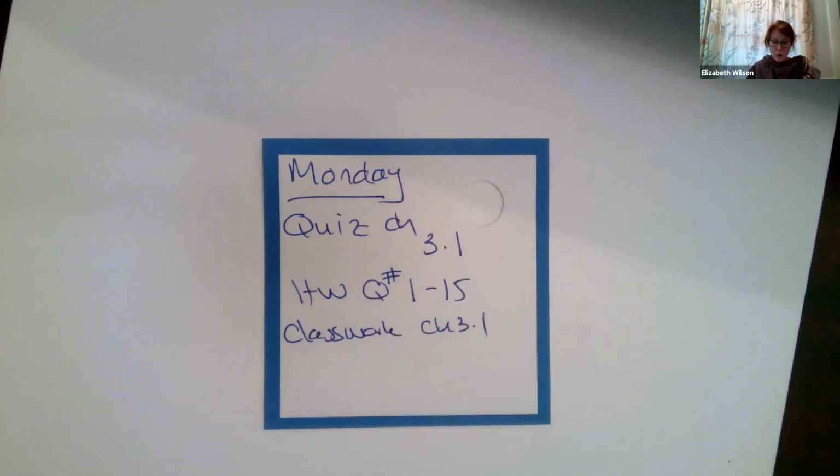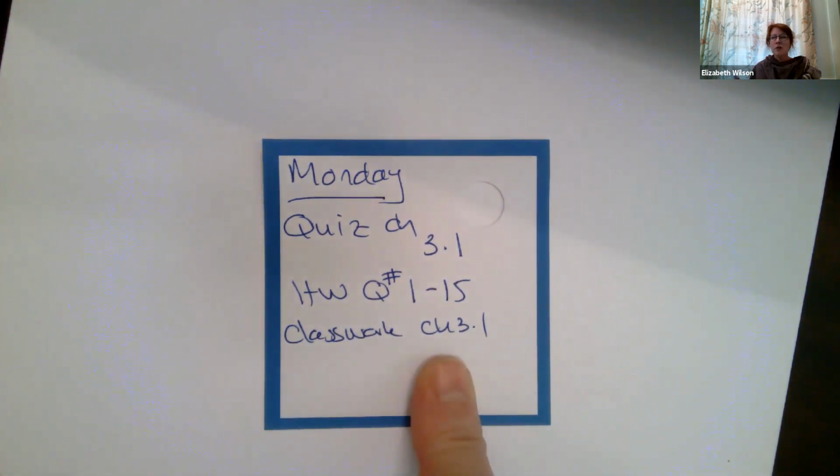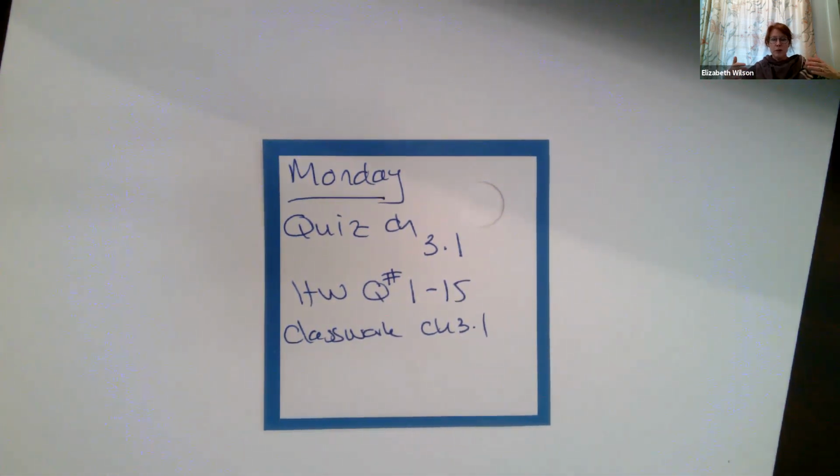Okay. And then you guys have homework, questions 1 through 15, which seems like a lot, but they're all kind of similar questions. And then there's classwork for 3.1, which I'll start going over some of today. Now, there are a lot of problems on the classwork. You do not have to do all of them, okay? Just do a handful of problems on each page. There are 2 pages, right?